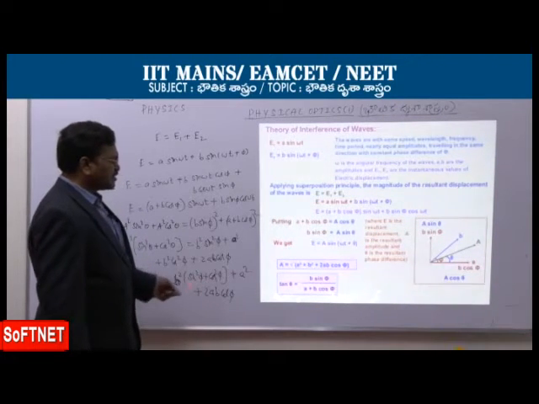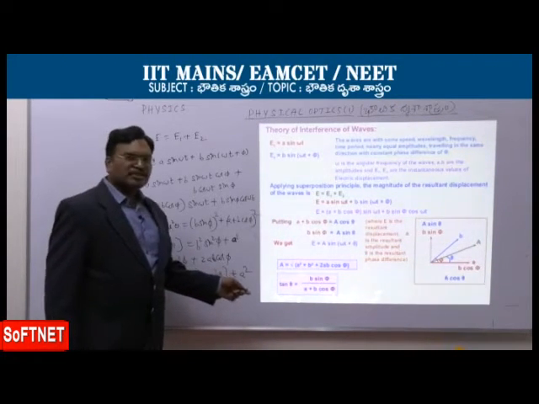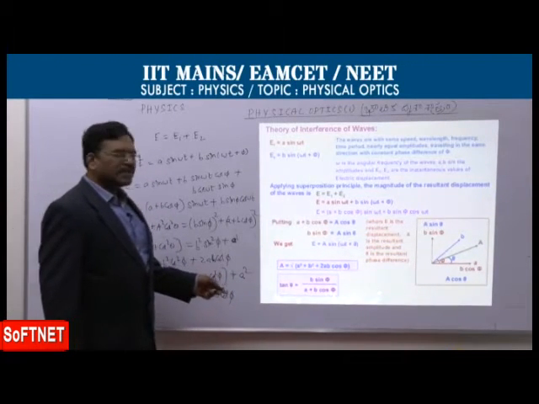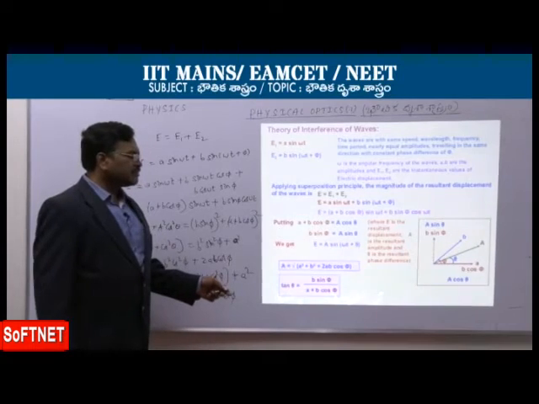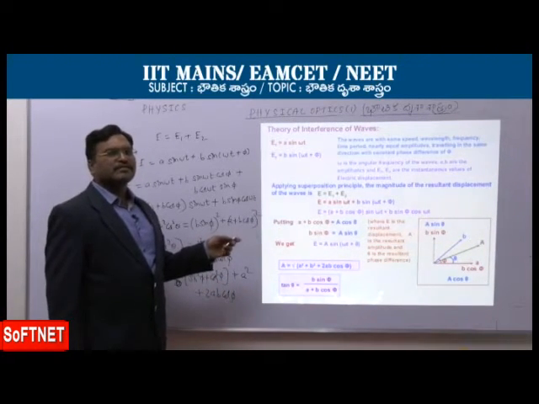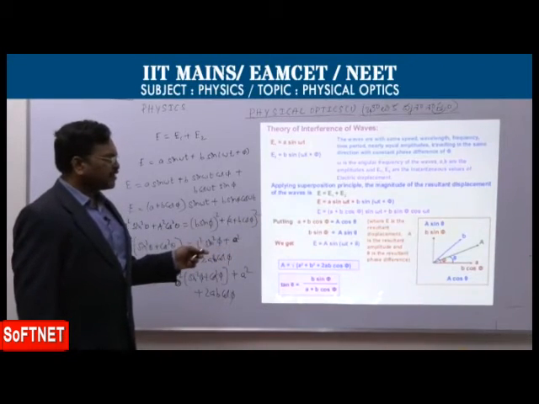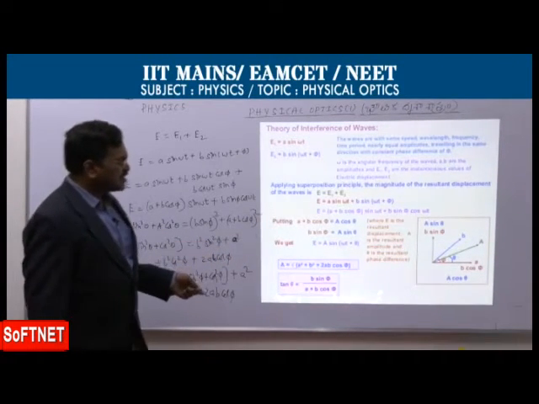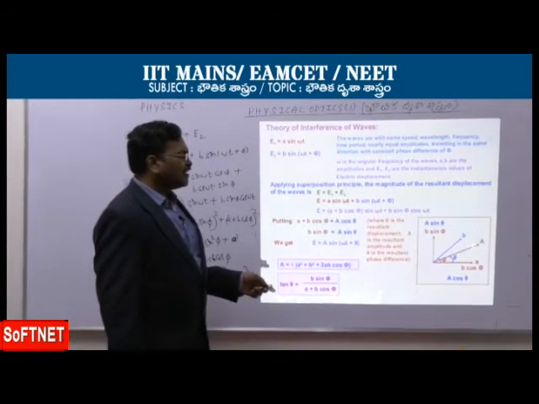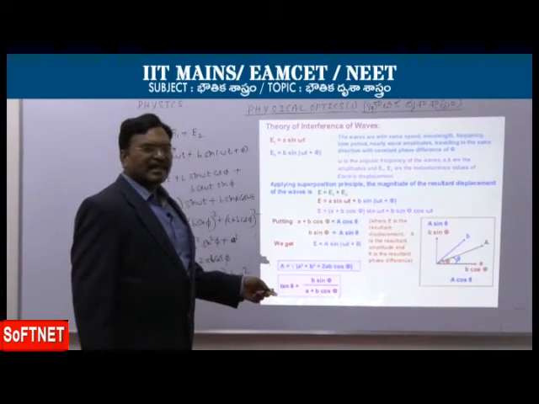Take the square root on both sides. A is equal to the square root of a square plus b square plus 2ab cos pi. What is pi? Pi is the phase difference between two waves. What is theta? The resultant angle, the angle made by the resultant wave with a.